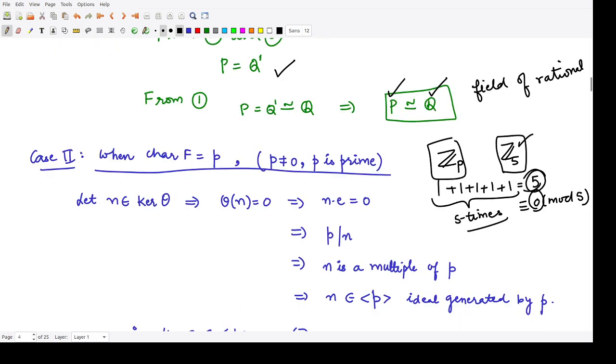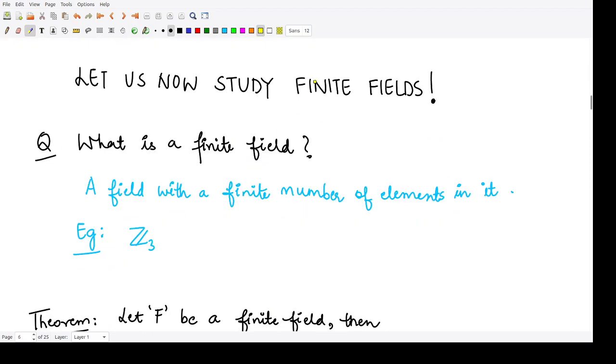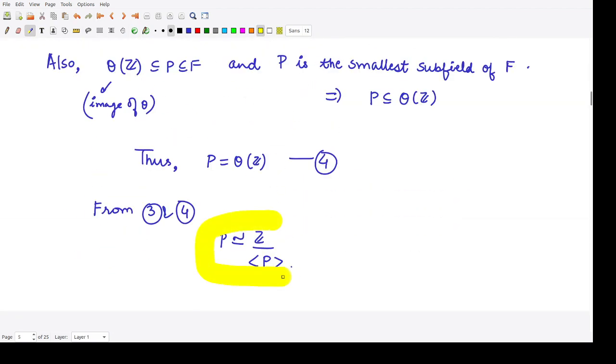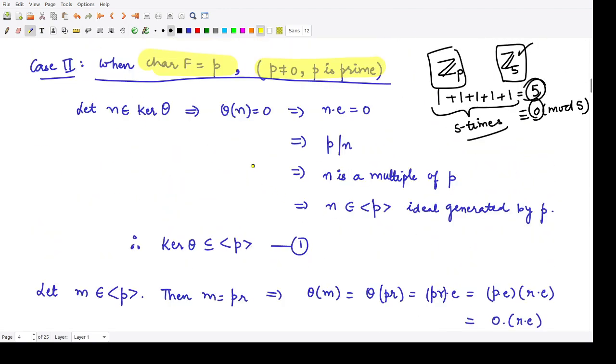In the second case, we shall prove that whenever the characteristic of F is equal to P, where P is a prime number, in that case your prime subfield would be isomorphic to the field of integers mod P. So this is what we intend to prove here. For that we have shown that the mapping θ is a homomorphism. Remember, we have shown that this preserves the structure, and now we will see what about the kernel of this mapping in this particular case.